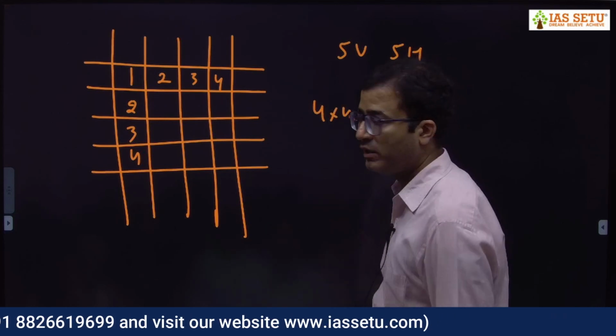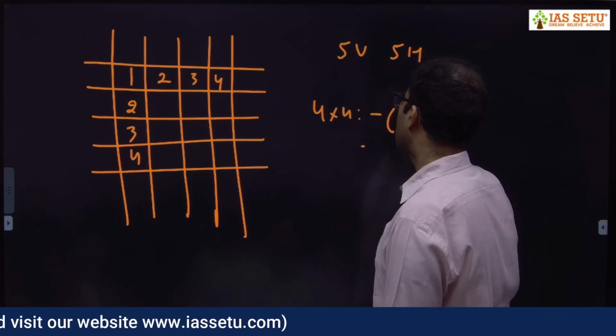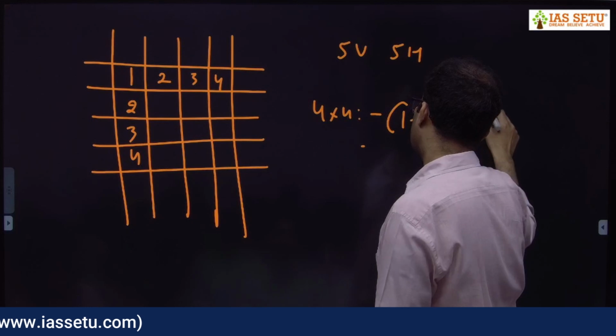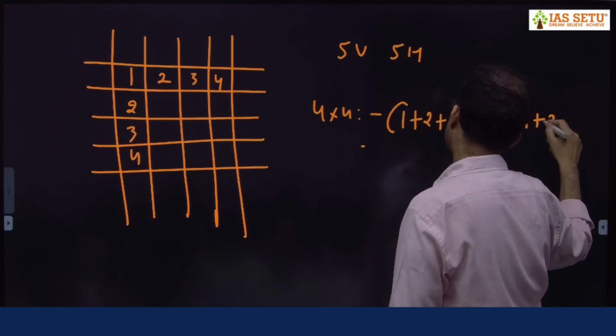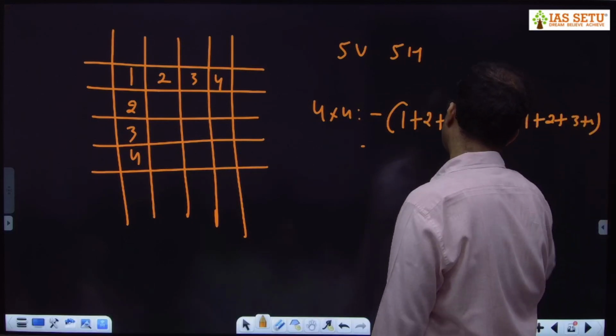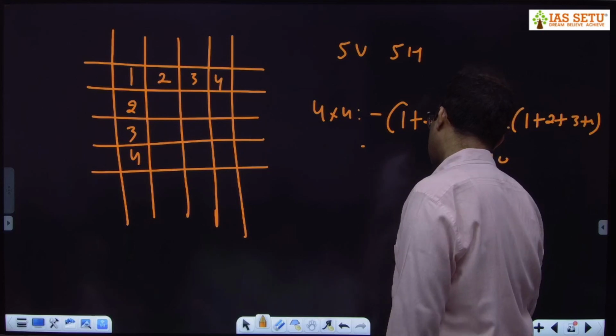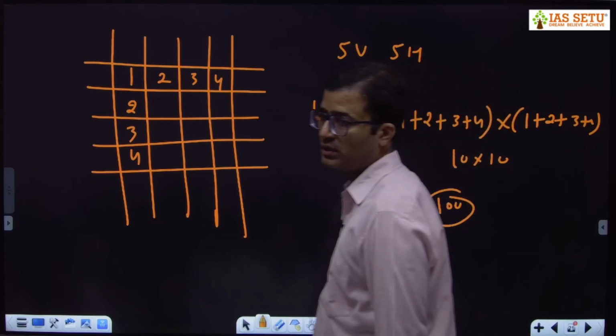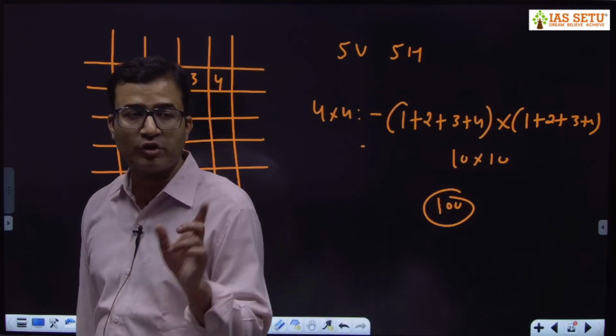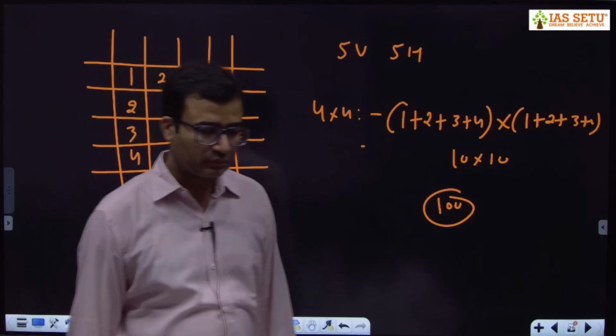And what is our formula for rectangles? Bracket start 1 plus 2 plus 3 plus 4, second bracket start 1 plus 2 plus 3 plus 4. So it is 10 into 10, 100 is the correct answer. Your figure will not be 5 by 5, your figure will be 4 by 4.